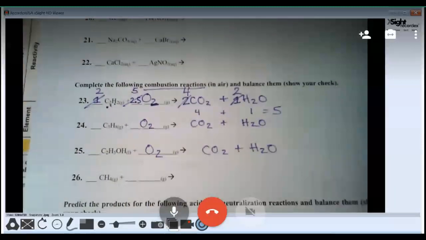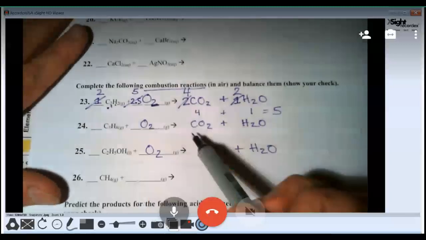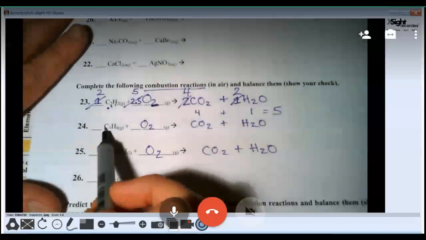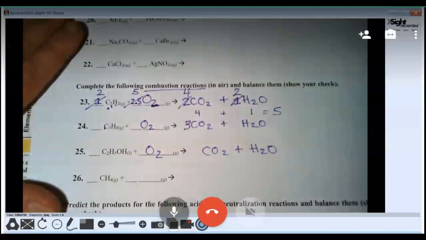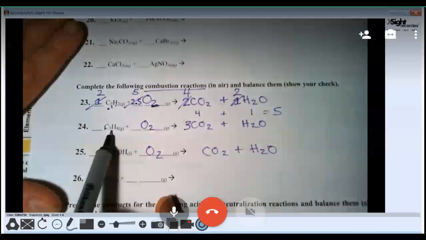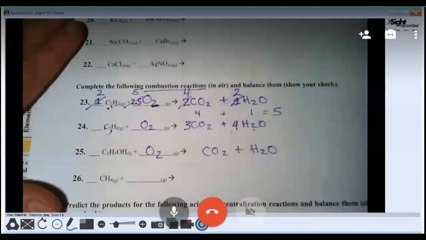Somewhat. Okay. But there's like a short method to do. Yeah, okay. So let's do the second one. Let's look at the second one. So 3 carbons on the reactant side, so I need to put a 3 in front of the CO2 on the product side. And I have 8 hydrogens on the reactant side, so I need to put a 4. 4 times 2 gives me 8 hydrogens on the product side.